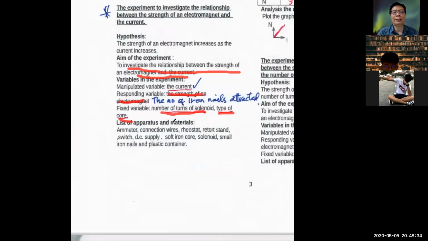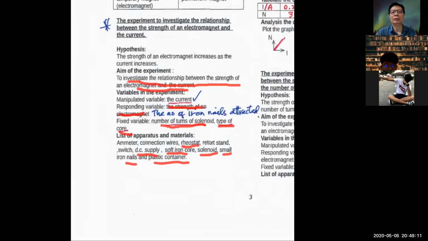Right. List of apparatus, this one you can copy. We use an ammeter, connecting wire, a rheostat. Rheostat is important because we need to use the rheostat to control the current. A retort stand, a switch, a DC power supply. We use a DC power supply. No, you cannot just write power supply. You must write DC or AC. So here it is DC. And also you use a soft iron core, solenoid, small iron nails, and also a plastic container. All these. Okay. This one you can copy later.